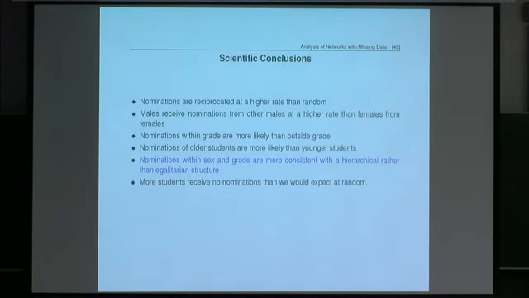So the scientific conclusions that we can take away from this model, as I said, we get more reciprocity. We also observe, I didn't highlight these numbers, but that males receive more nominations from other males than females receive from females. Nominations within grade are much more likely than nominations outside of grade, which we would expect. Nominations of older students are also more likely than nominations of younger students, which again, we may expect. And this is sort of consistent with our idea of a hierarchical rather than egalitarian structure. And then also we have more students being isolated than we would expect just at random, which again, maybe is something we would expect from having been in school.